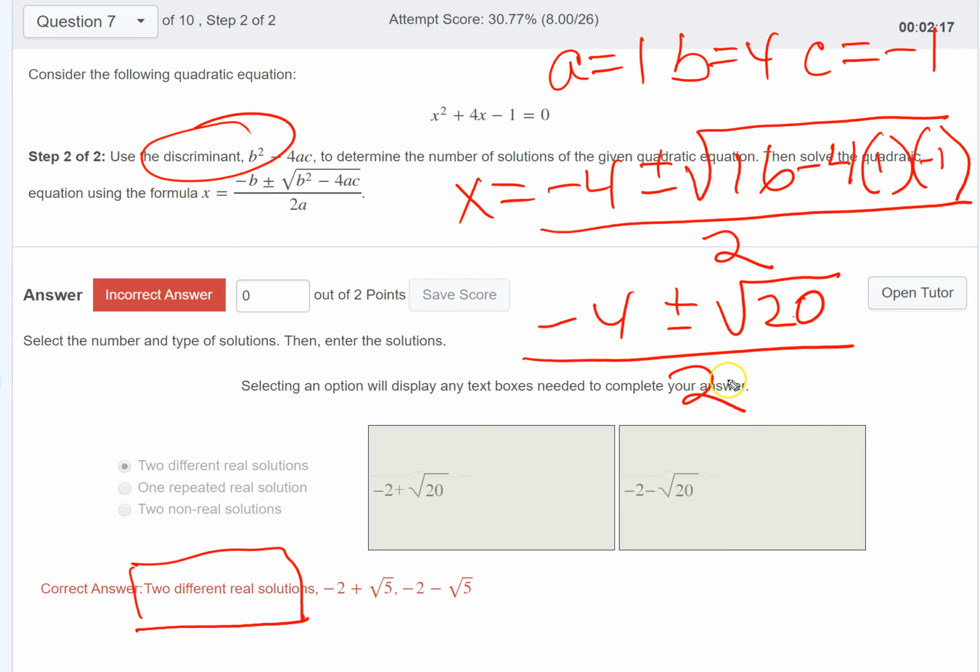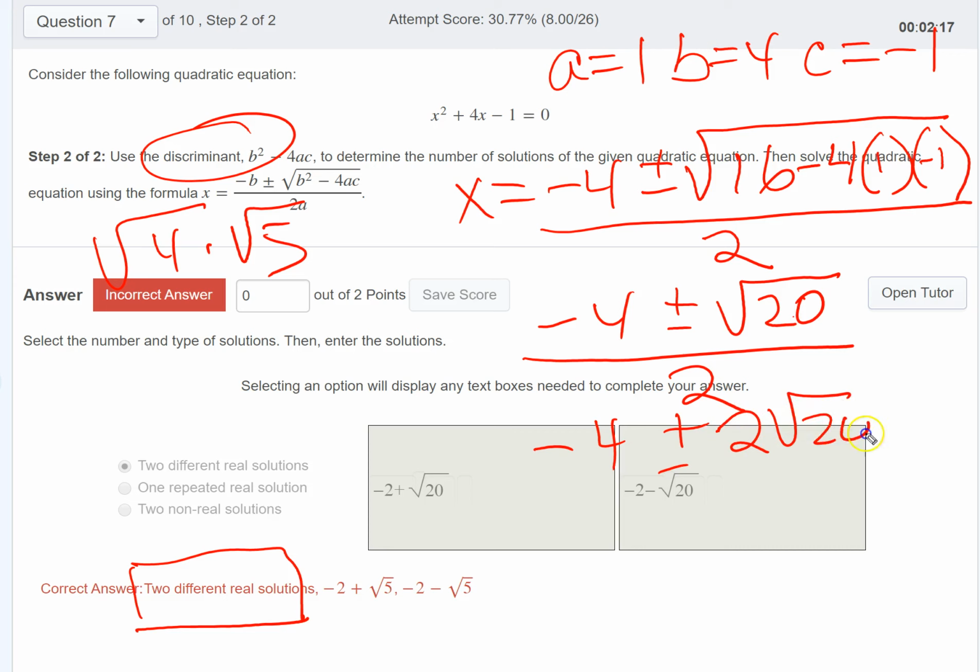The square root of 20, let's do it up over here where we have some room, is the square root of 4 times the square root of 5. Square root of 4 is 2. So this becomes 2, I'm sorry, not 2 yet. Later it will become that. -4 plus or minus 2 the square root of 5. Now I'm going to put this over 2 here and this over 2 there. So you can see I can cancel out this 2.